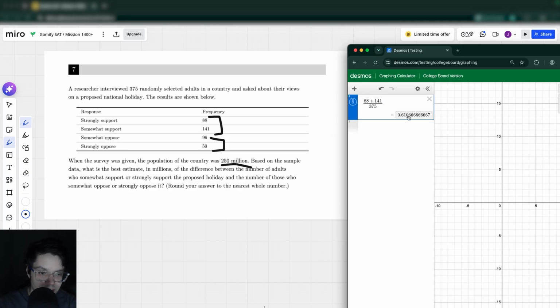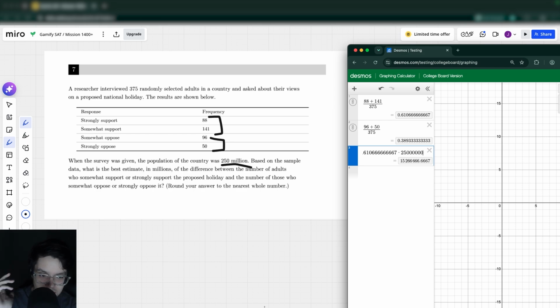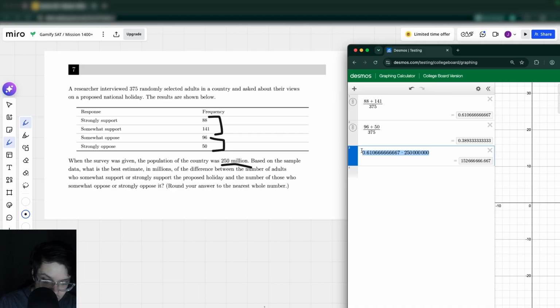We get this 61% number. And then for the other one, we have 96 plus 50 and divide that by 375. That gives us this other number here. And then it says that it has out of 250 million. So we would take this and multiply it by 250. I'll just go ahead and do all of them to make it simple. So 250 million. And then I can do the same thing again for the other number. So take this, do that, and then use this one instead and say that times 250 million. So this would be the amount of people who support the thing, and this is the amount who oppose it.